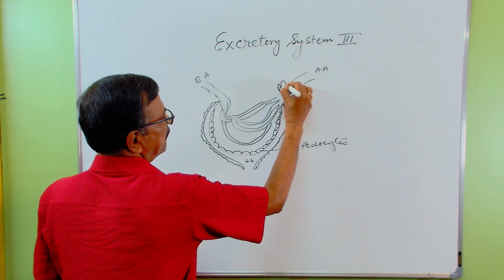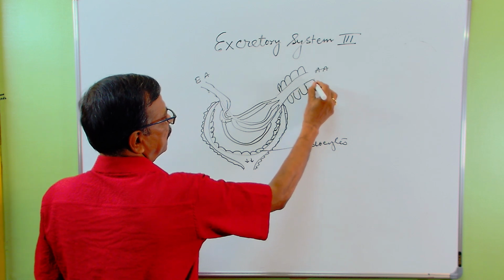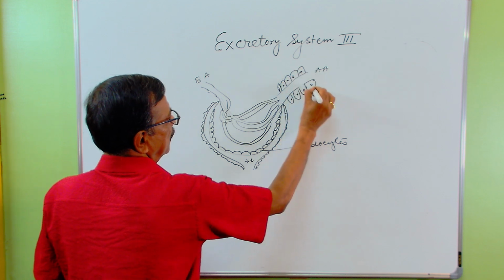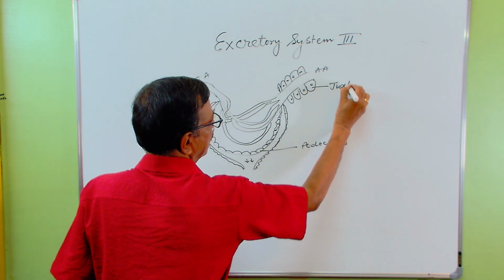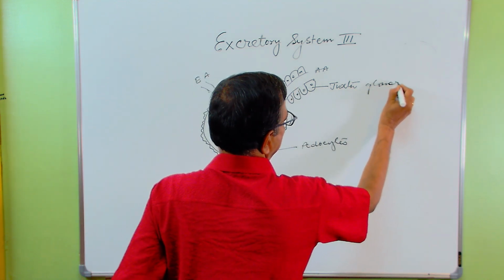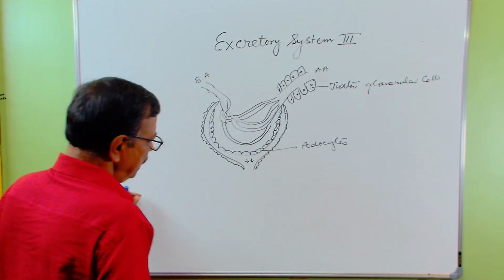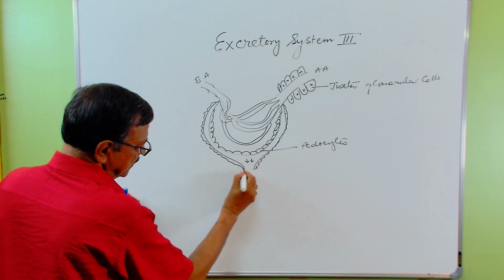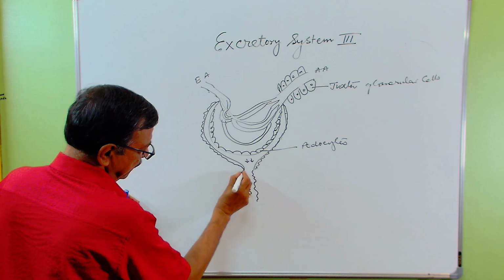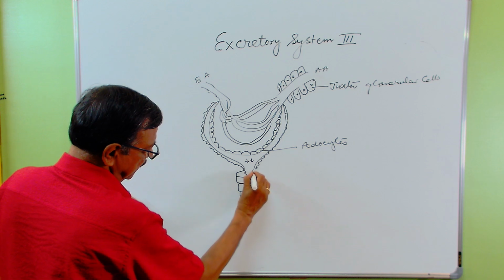This afferent arteriole is found to contain some important cells called juxtaglomerular cells. And now this is the proximal convoluted tubule, having brush border cells made for absorption.